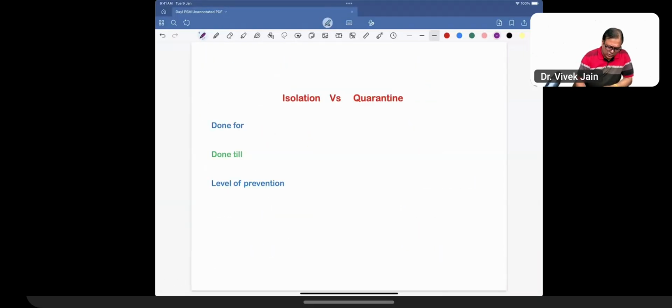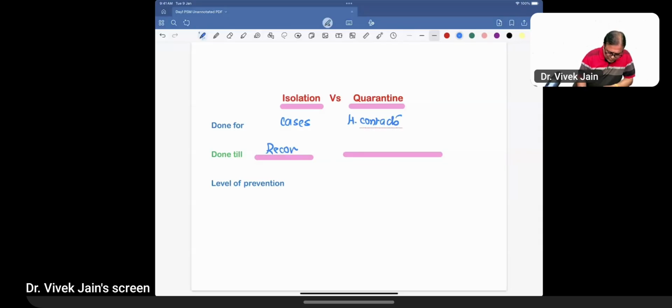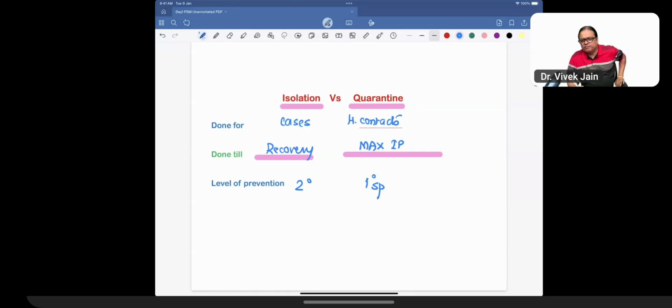This we have discussed. Can you quickly tell me, isolation is done till which point? Quarantine is done till which point? Isolation is for cases. Quarantine is for healthy contacts. Isolation is till recovery, so treat the person at the secondary level. Quarantine is till the maximum incubation period, 6 days for yellow fever. Primary level specific protection for other people of that country.